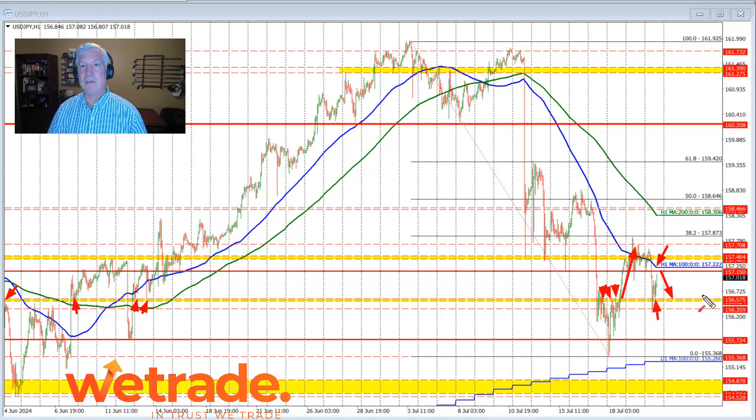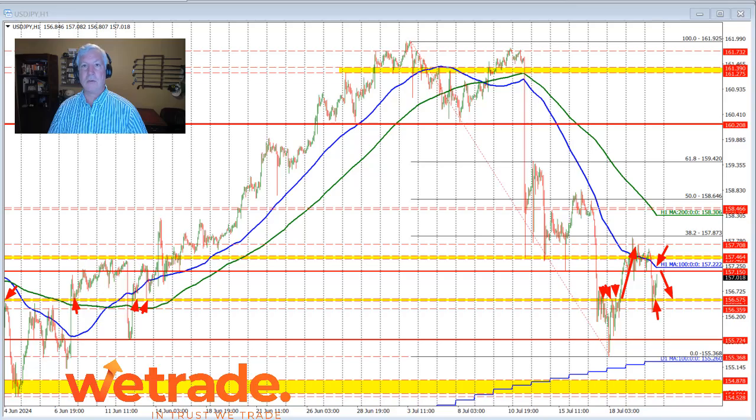So getting below the 156.57 is going to be a level that we're going to be watching for on the downside. So the 100-hour moving average on the top side at 157.22, the 156.57 on the downside will be the higher and lower bookends for support and resistance in the dollar versus yen. Break either one of those levels and look for momentum in the direction of the break.